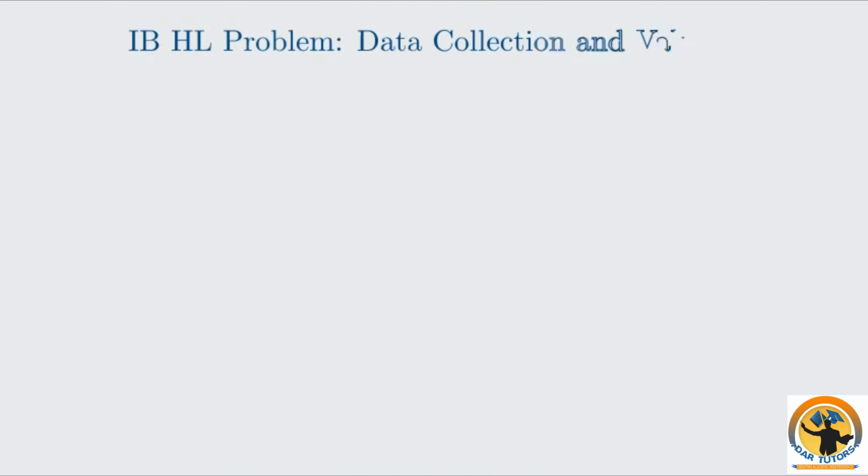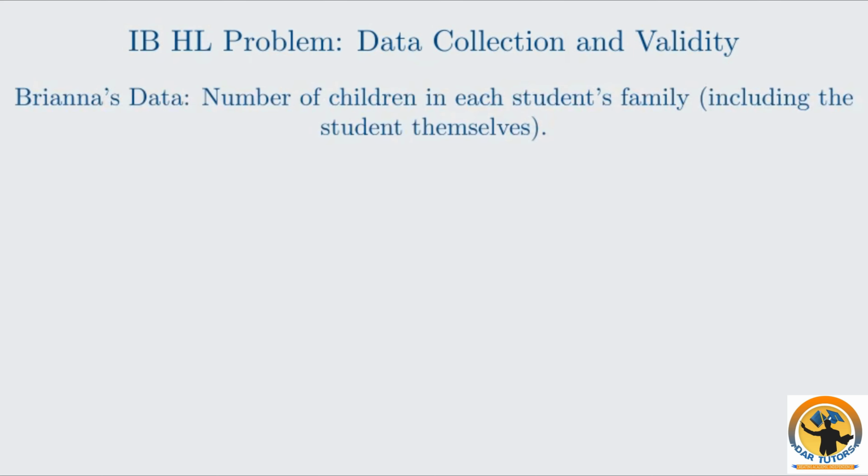Let's work through a final example that touches on data collection and statistical validity. This is an excellent problem for IB AI HL because it requires you to think critically, not just calculate. Brianna and Jess conduct a survey in their class to investigate how many children are in a family. Brianna asks every student, including herself and Jess, for the total number of children in their family. Her result for Jess's family, for example, would be the number of siblings Jess has, plus 1 for Jess herself.